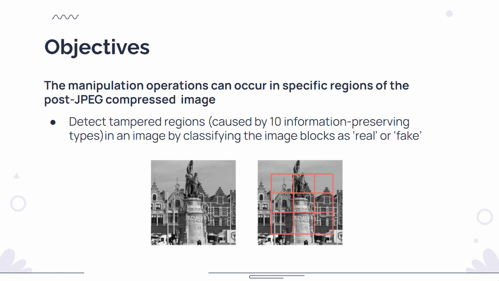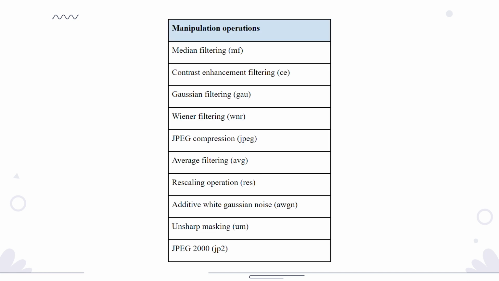In recent years, only specific regions are tampered in the image and are then post-JPEG compressed to conceal the thumbprints further. Hence, my objective is to detect tampered regions in an image by dividing the image into blocks and identifying the forged blocks. The 10 information preserving operations that are used to tamper the images are as shown.